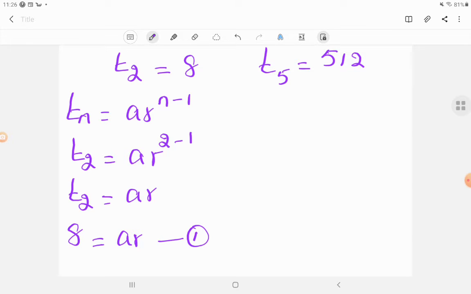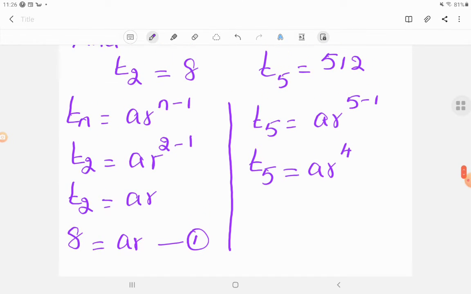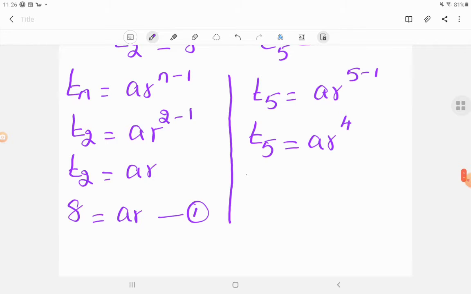Just like this equation, we will use the fifth term to form an equation. So therefore, T5 is equal to, I'll just draw a line here, T5 is equal to ar to the power of 5 minus 1. So T5 is equal to ar to the power of 4. We have the value for T5, which is 512. So we write 512 in the place of T5, which is equal to ar to the power of 4. That gives you the second equation. So we have two equations.